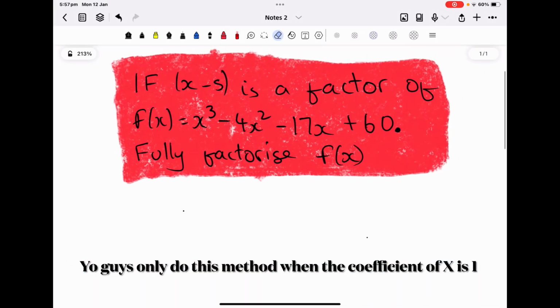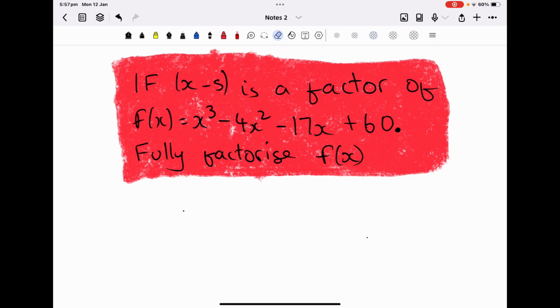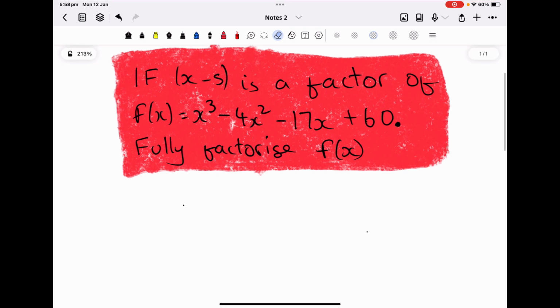So guys, imagine you have this question. I have nothing better to do, so I'm just doing this. If x minus 5 is a factor of f(x), x cubed, you can do it, right? So then how do you fully factorize it?